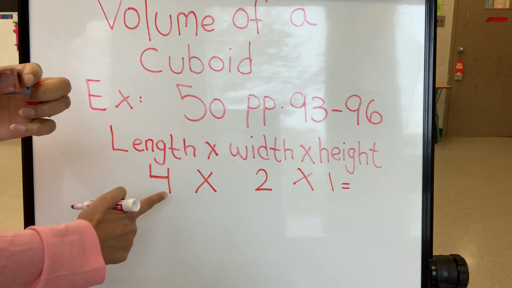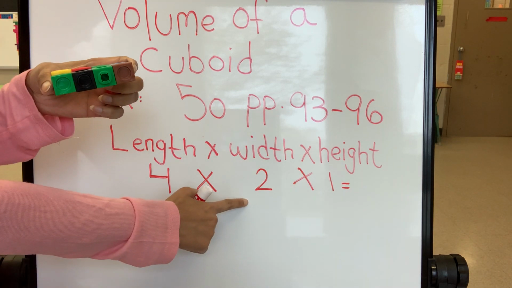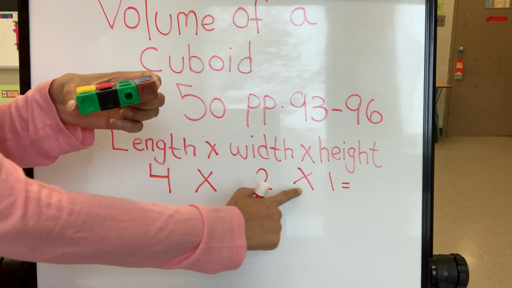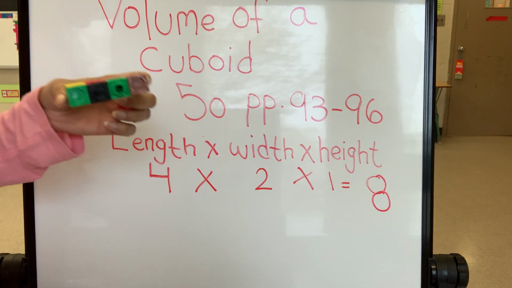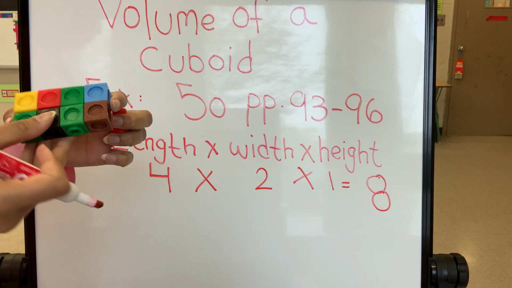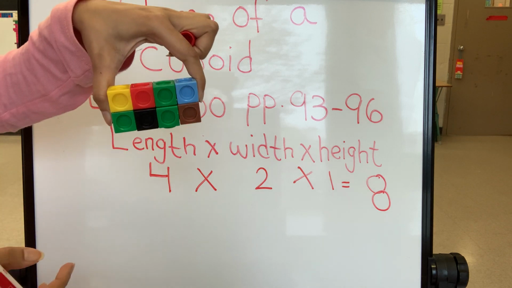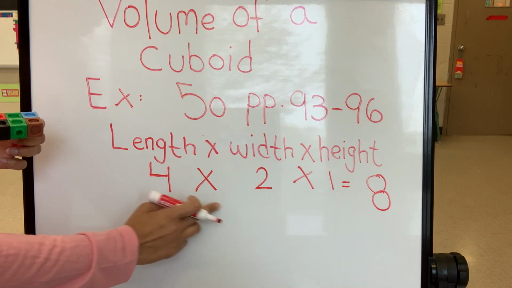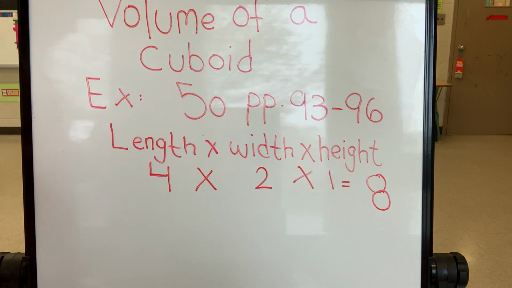So let's go ahead and multiply these, okay? So 4 times 2 gives me 8, and 8 times 1 gives me 8. So I didn't even go about counting all of these, but let's see if we are correct. 1, 2, 3, 4, 5, 6, 7, 8. And I got my 8, right? I multiplied my length by my width by my height, and I got my answer, right?